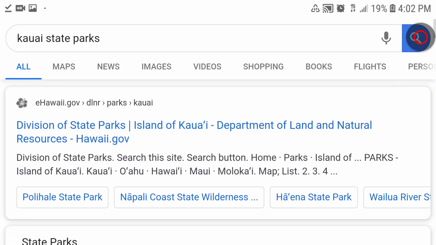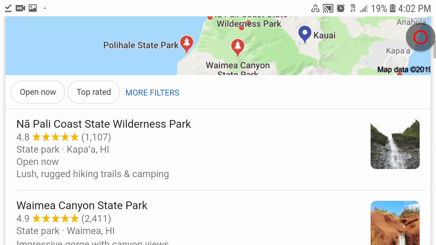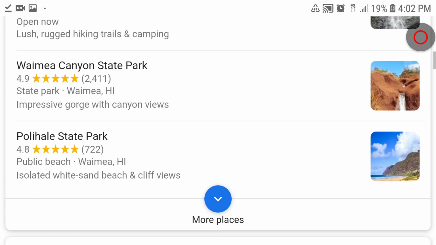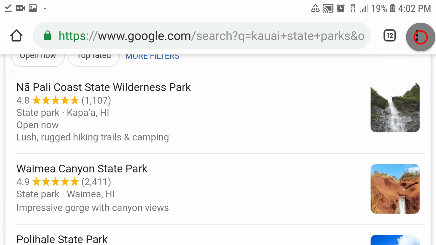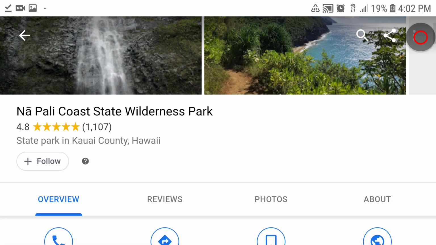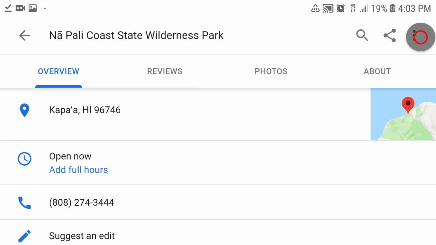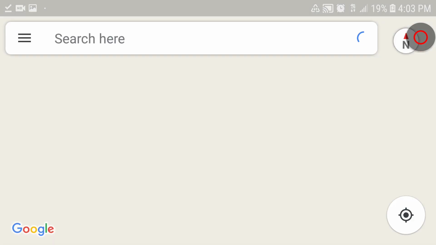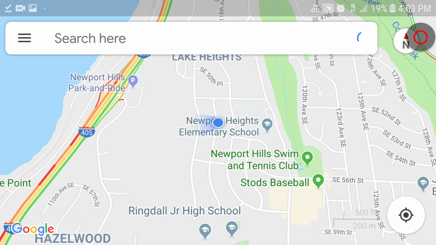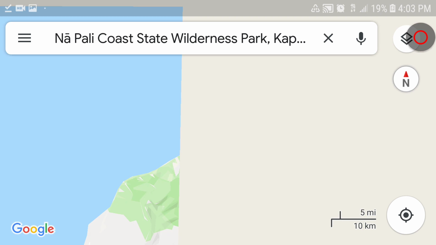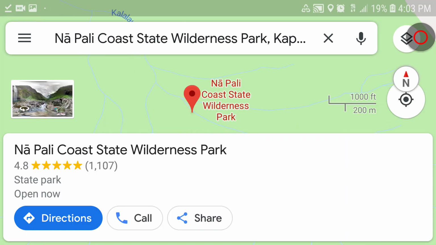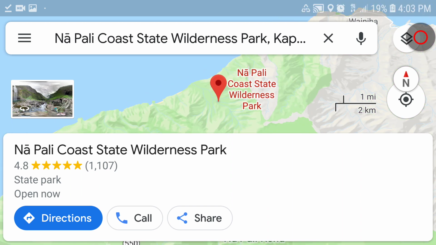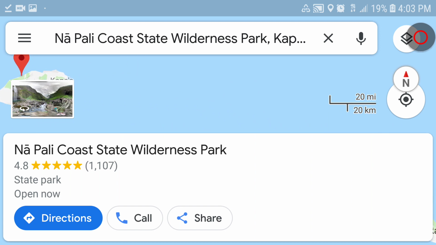Kauai Department of Land and State Wilderness Park, Waimea Canyon, Hawaii, Waimea. I think it's this. Yeah, it is. Let's see. I'll get this out of here. Wasting my time. Oh no, man. Might not do that one. It's on the opposite side, isn't it?